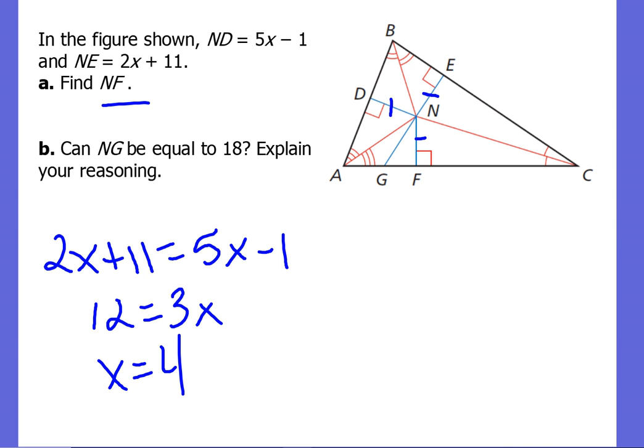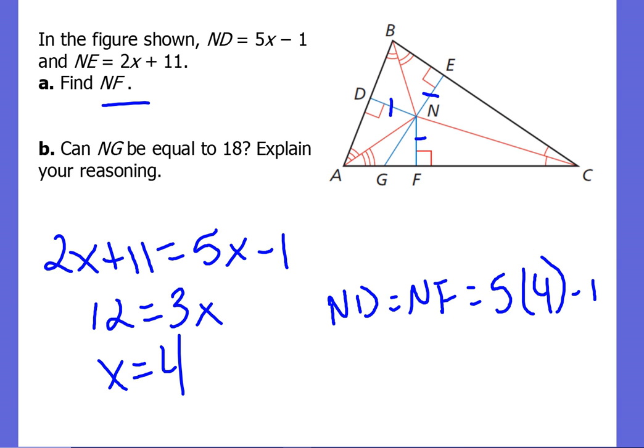It wants to know what NF is. But you might be saying there's no expression for NF. Well, the question I have is, does it really matter? It doesn't matter, because NE, ND, and NF are all the exact same length. So take your pick. We have ND equaling NF, which equals 5 times 4 minus 1, or 19. The value of NF is 19.